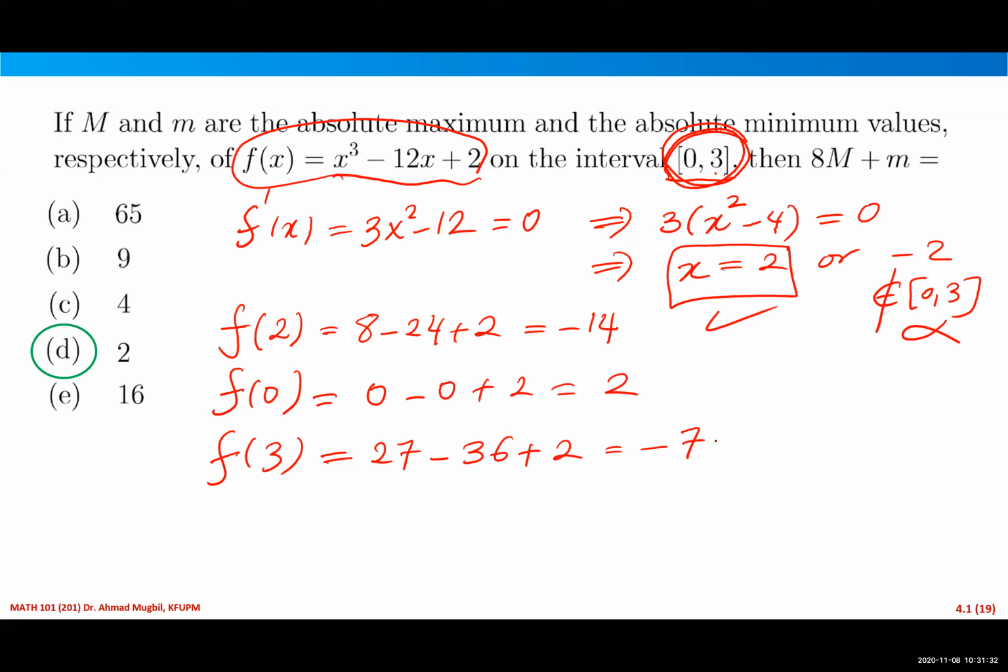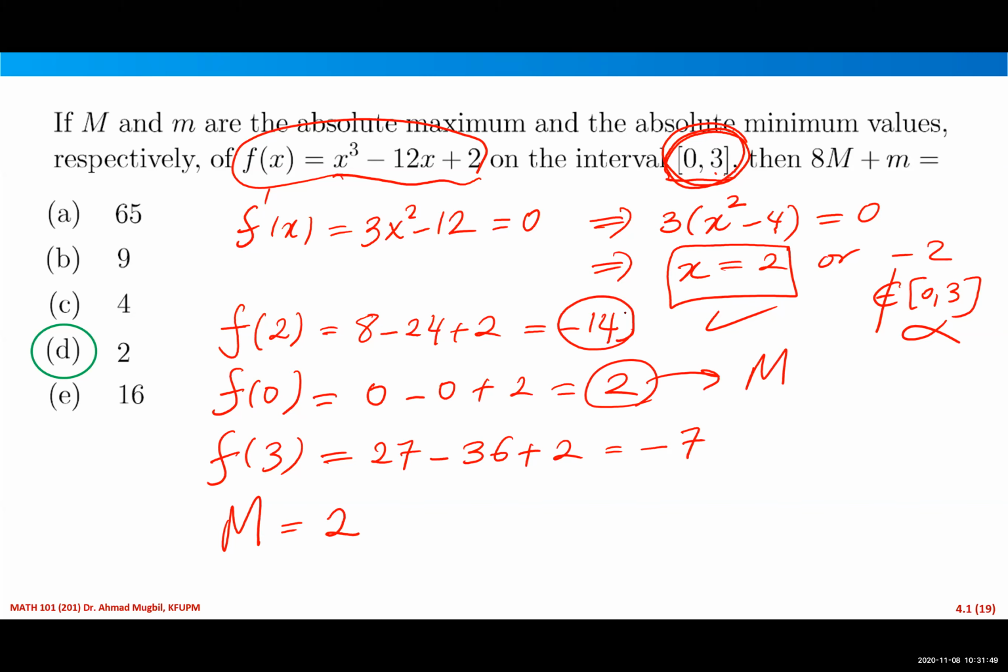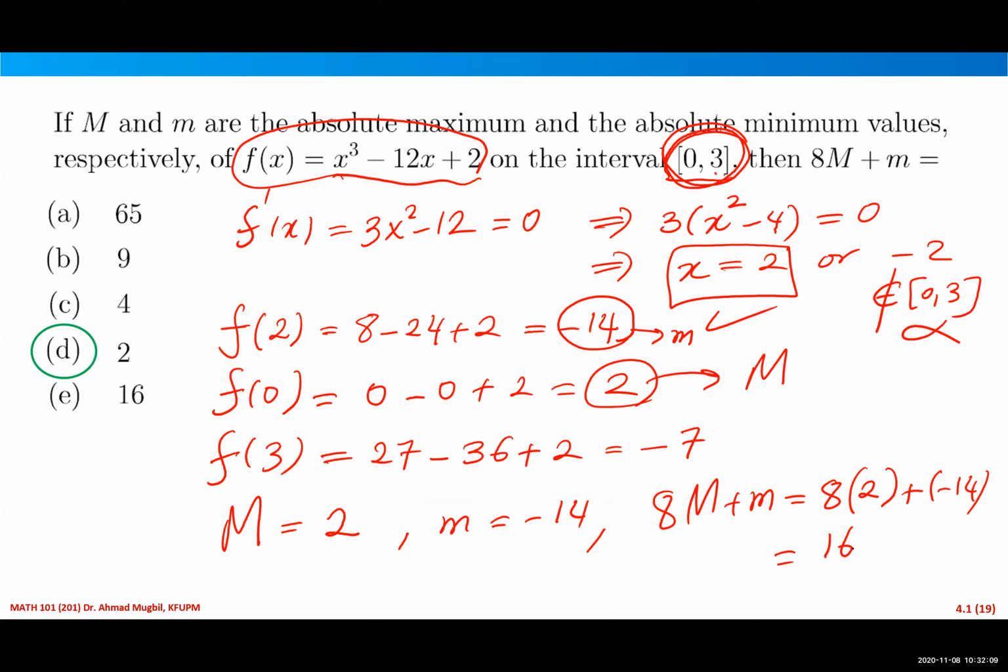Now, which one is M capital, the absolute maximum? M capital is 2. This is the maximum. Now, what is the minimum? The smaller one, negative 14. This is the minimum, M small. So M small is negative 14. And 8 M capital plus M small equals 8 times 2 plus negative 14. 16 minus 14 is 2.